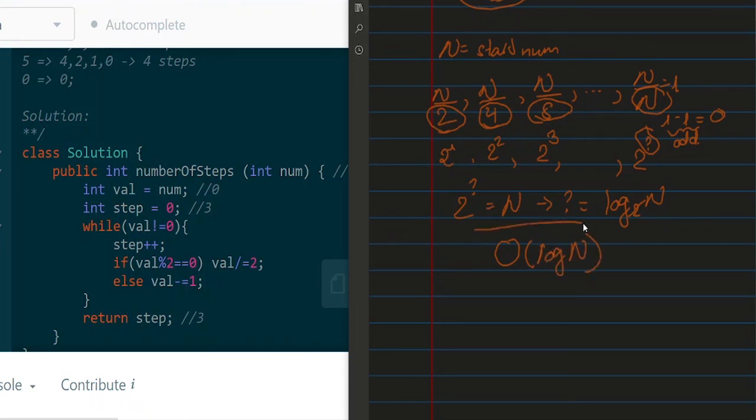There you have it. Big O of log n. And space complexity, in this case, could be big O of 1, because we only use an integer variable which does not depend on the input num.